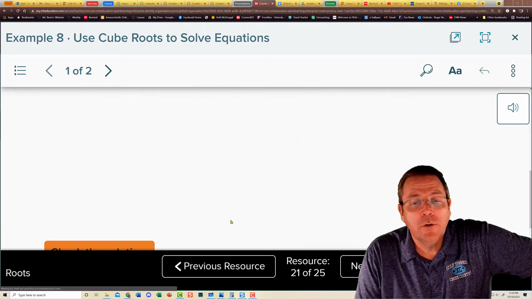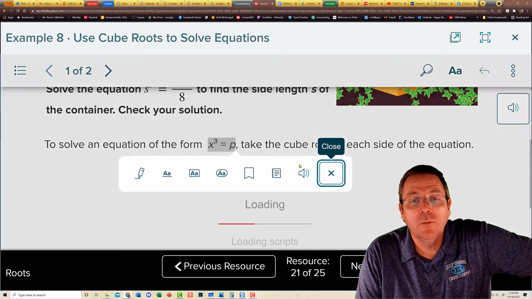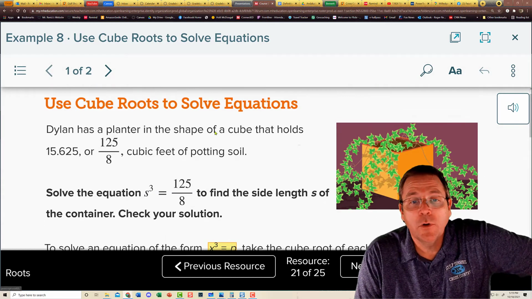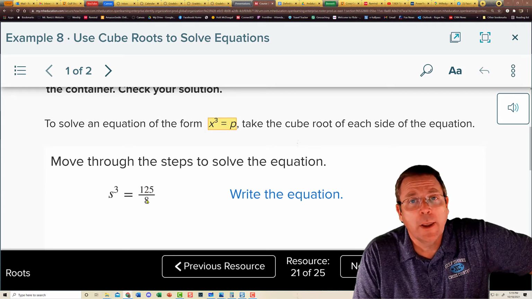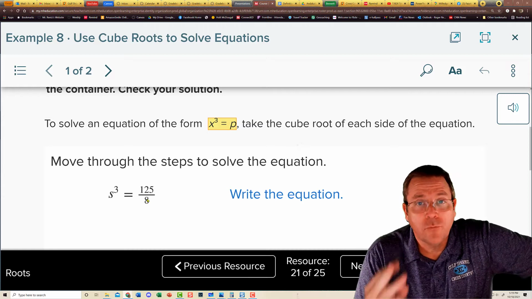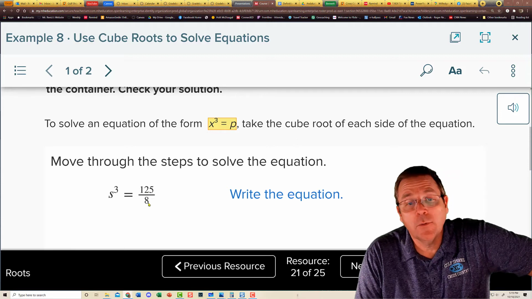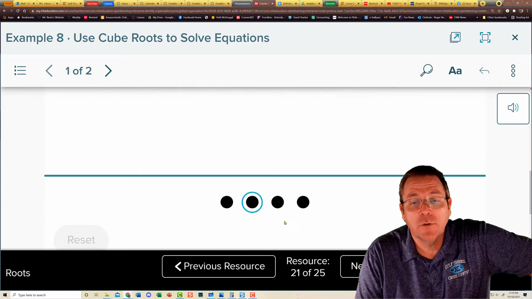So the first thing we need to do here is write the equation in the form of x cubed is equal to p. Now previously we did x squared is equal to it, but since we're dealing with cubed, we're going to have x cubed is equal to it, or they chose to do s cubed is equal to 125 over 8. So we had to figure out what number times itself 3 times equals 125, and what number times itself 3 times is equal to 8. Of course, you've got to show your work, show where you're taking the cubed root of both sides. If you do it on the left, you have to do it on the right.